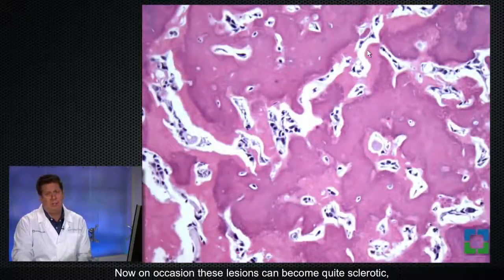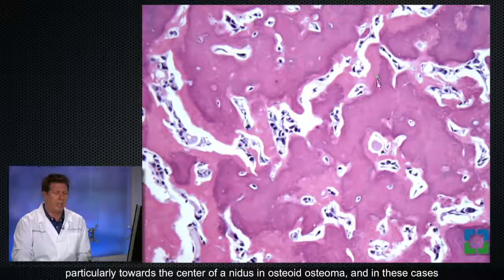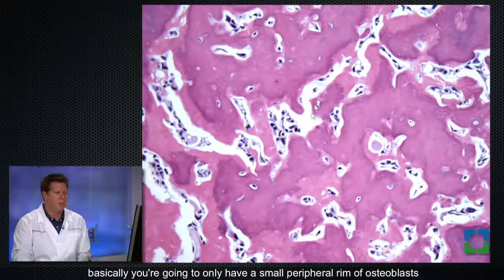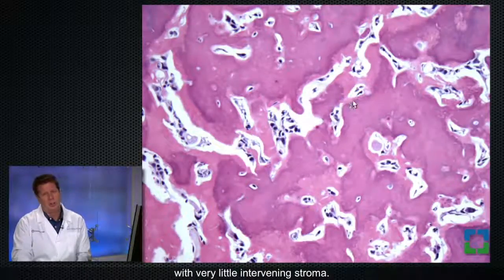Now, on occasion, these lesions can become quite sclerotic, particularly towards the center of a nidus in an osteoid osteoma. And in these cases, basically, you're going to only have a small peripheral rim of osteoblasts with very little intervening stroma.